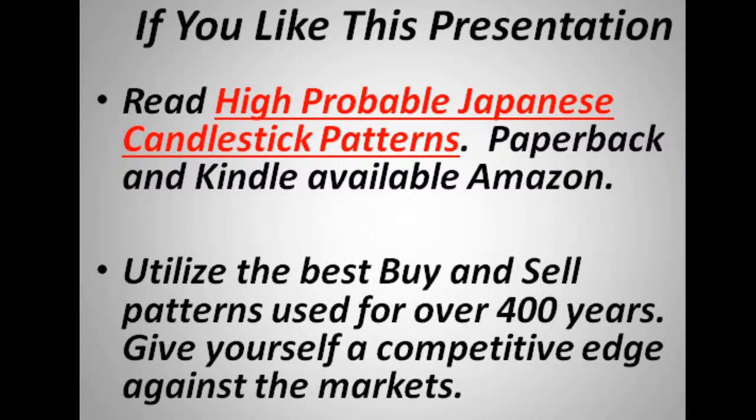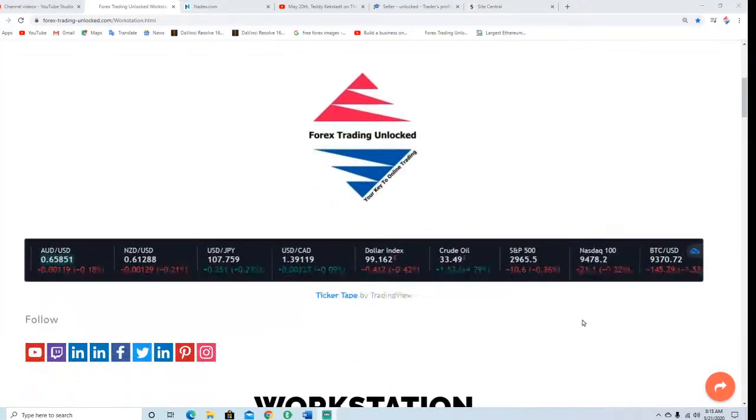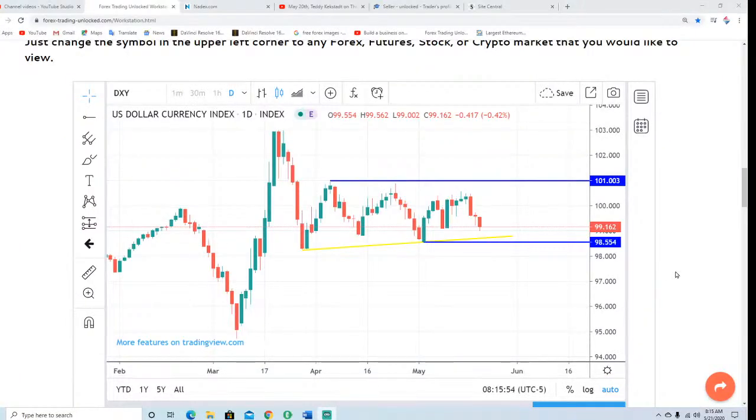So, all right, let's go to Forex-Trading-Unlocked.com. Here we are. Now we are going all the way down to our chart that's already pulled up. We don't need to do the numbers.